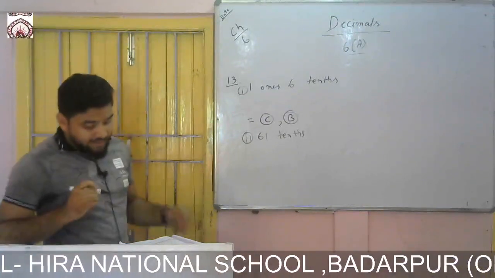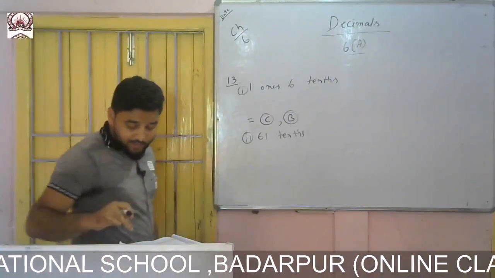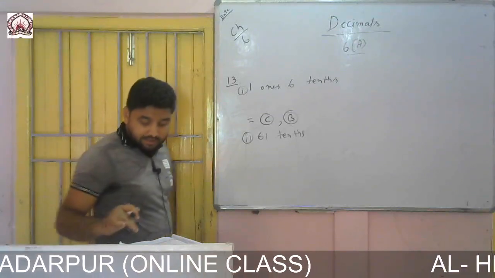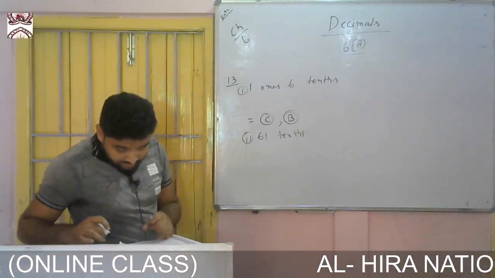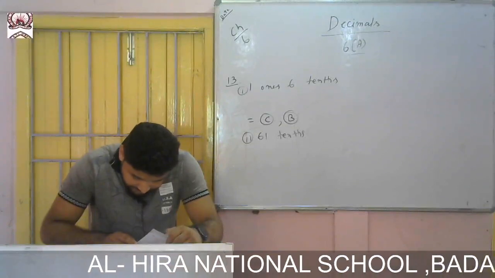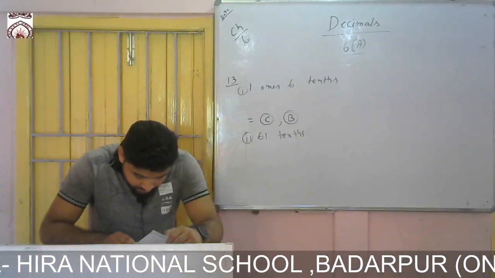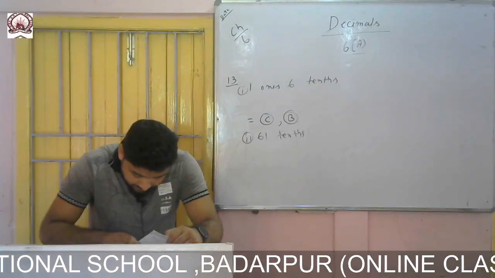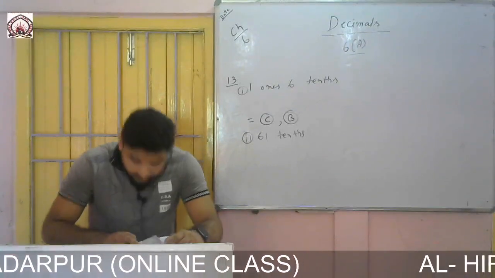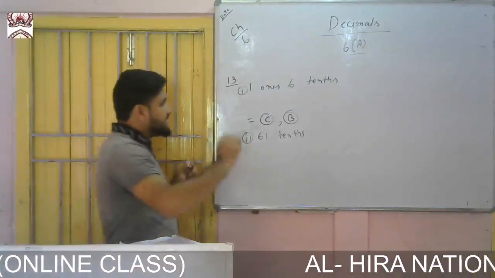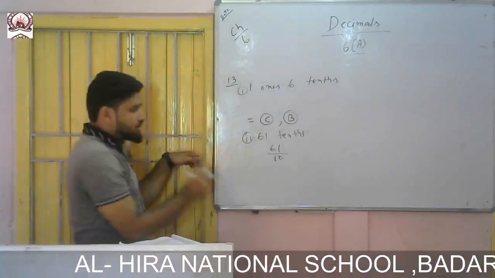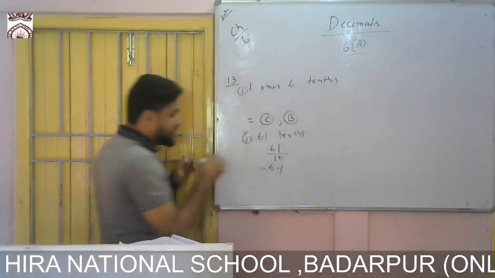61 tenths. That means what? Yes, you see 61 tenths. 61 tenths means 61 by 10, since tenths means by 10. So 61 by 10 means 6.1.